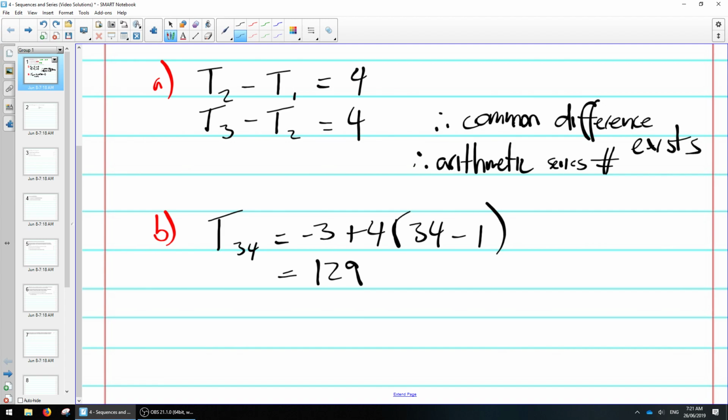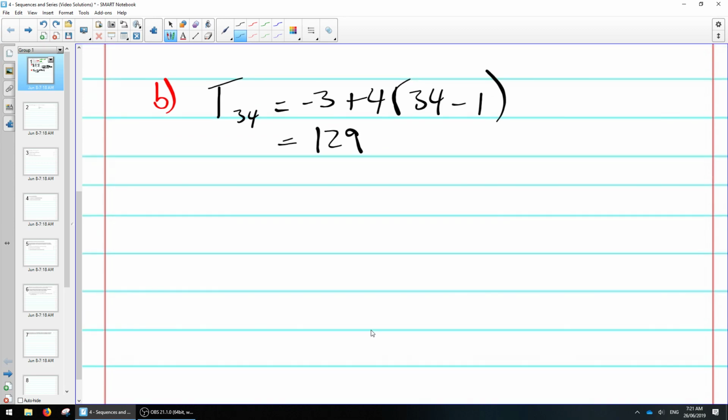Now, of course, with all these series questions, you could have just added 34 times and eventually got 129, and that would work. The whole point of these formulas is to make it easy. That's the whole point of this topic, to get these series and sequences and make it a bit quicker.